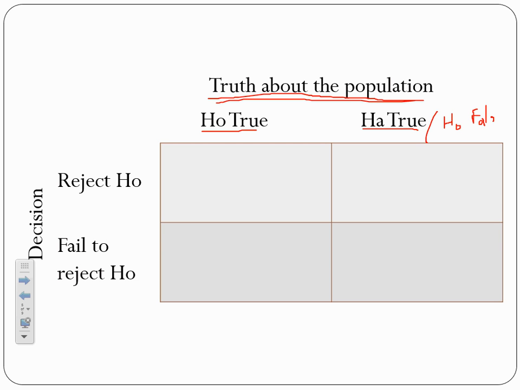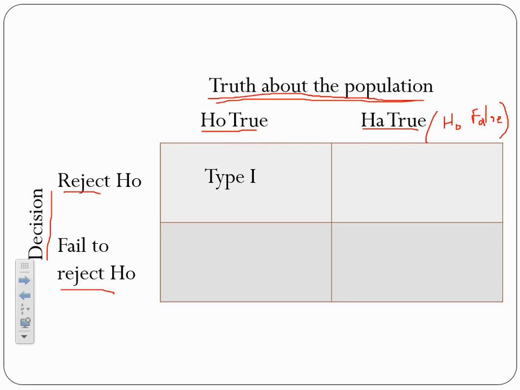There is an absolute truth out there. We don't always know it. It does happen or it doesn't happen. And on the left side of this table, you're going to write your decision. We've always got two decisions: we either reject the null or we fail to reject. So if we reject the null, but the null was true, that's a type 1 error.